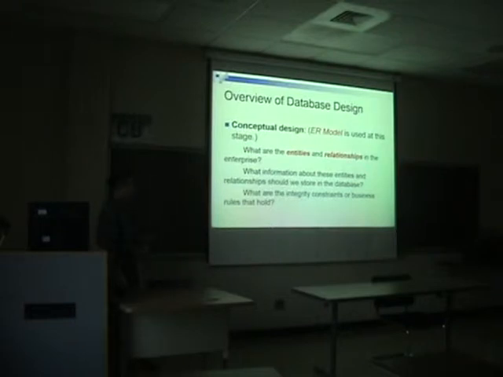First, what are the entities and the relationships in the enterprise? What information about these entities and relationships should we store in the database? What are the integrity constraints or business rules that hold? It's kind of hard to solve now, but after these 2 lectures, I think you can very easily think about these questions and solve them to design a database.